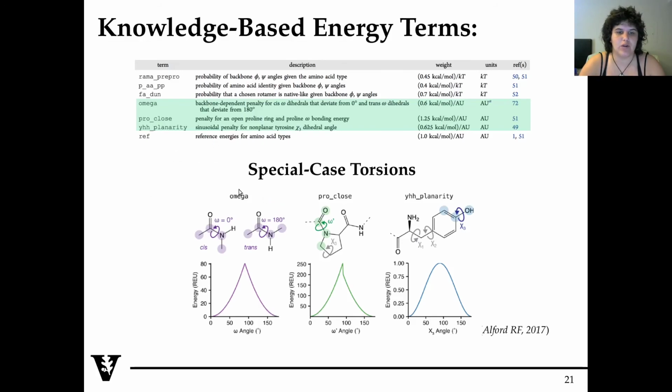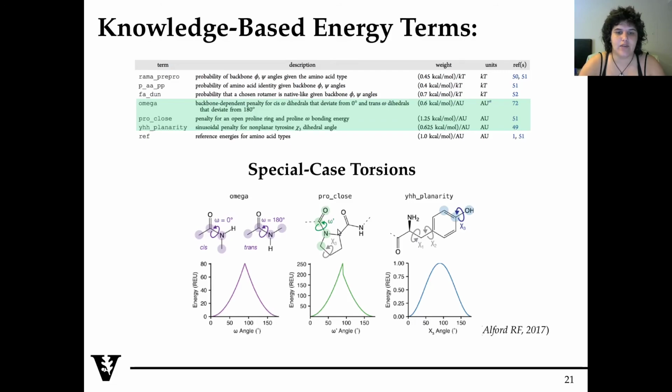So for example, if we take the omega dihedral, that is the one referring to the peptide bonds, we know that it should be only in cis or trans, so 0 degrees or 180 degrees. If this is the case, the energy associated will be 0, while if we have something around 90 degrees, we will have an associated energy of 80 that will affect the stability of the protein.